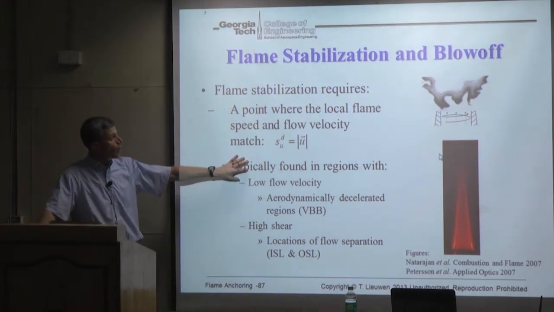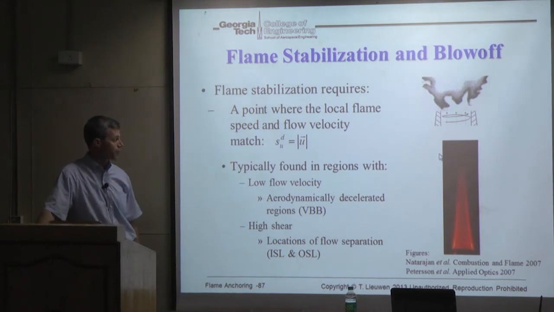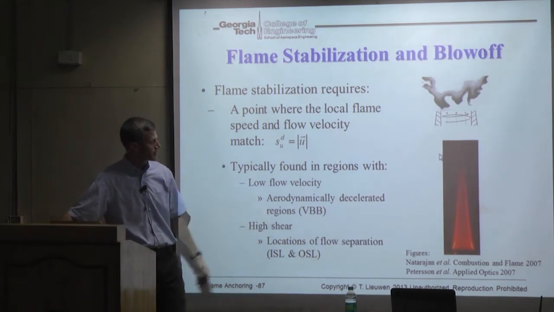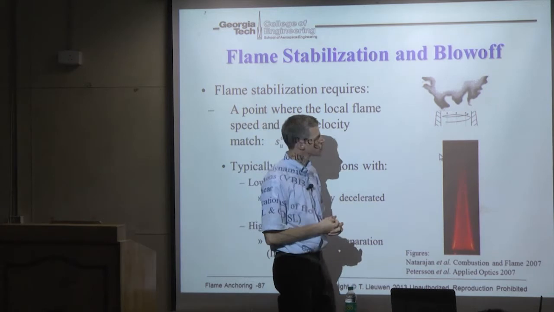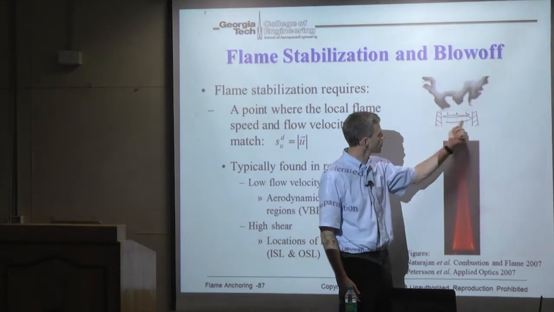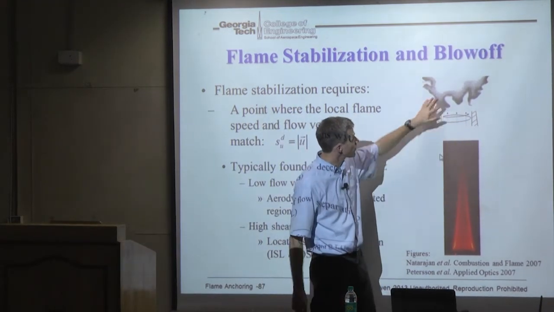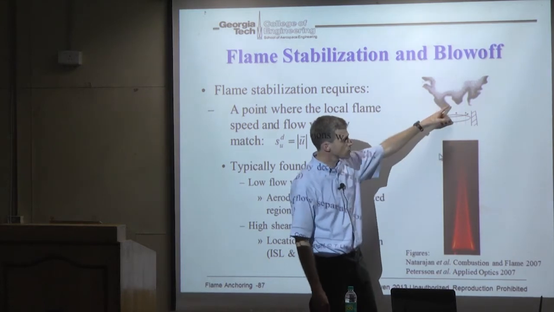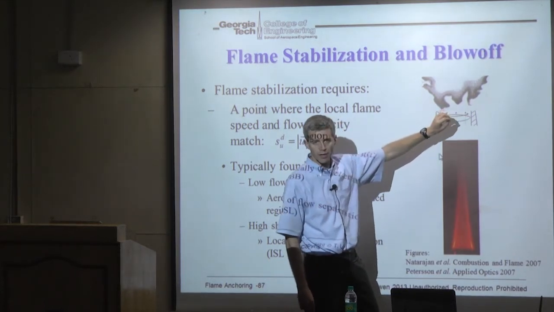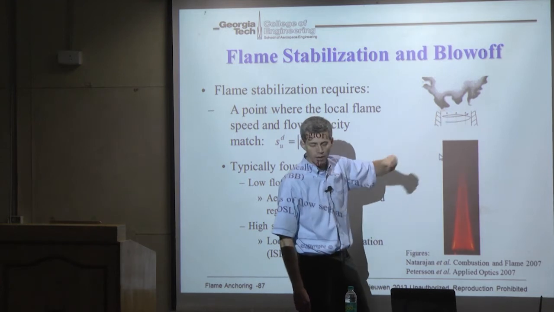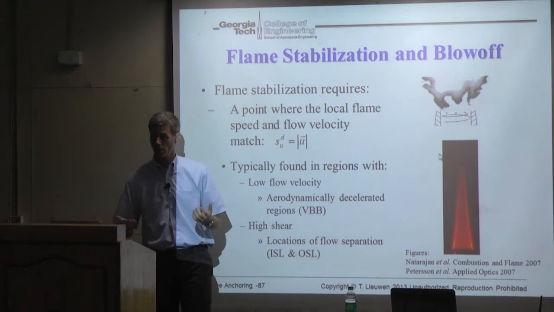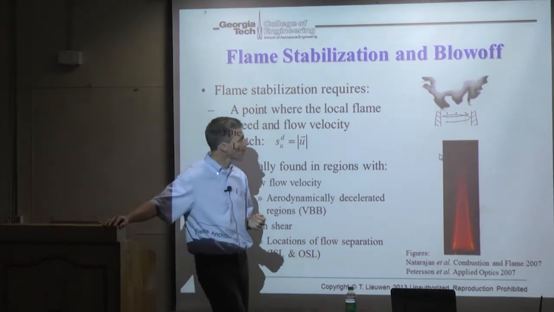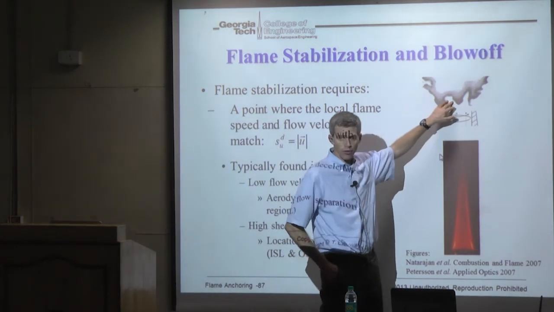Typically where flames stabilize, you find those in regions of low flow velocity, for example in an aerodynamically decelerated region. If you remember, yesterday I spoke a little bit about high swirl flows, which is what I'm showing you here. Here's a high swirl flow, and this is a PLIF image of the flame. This type of flame I would refer to as being aerodynamically stabilized. In other words, it's not being stabilized by the presence of a shear layer, but rather it's stabilizing in the interior of the flow.